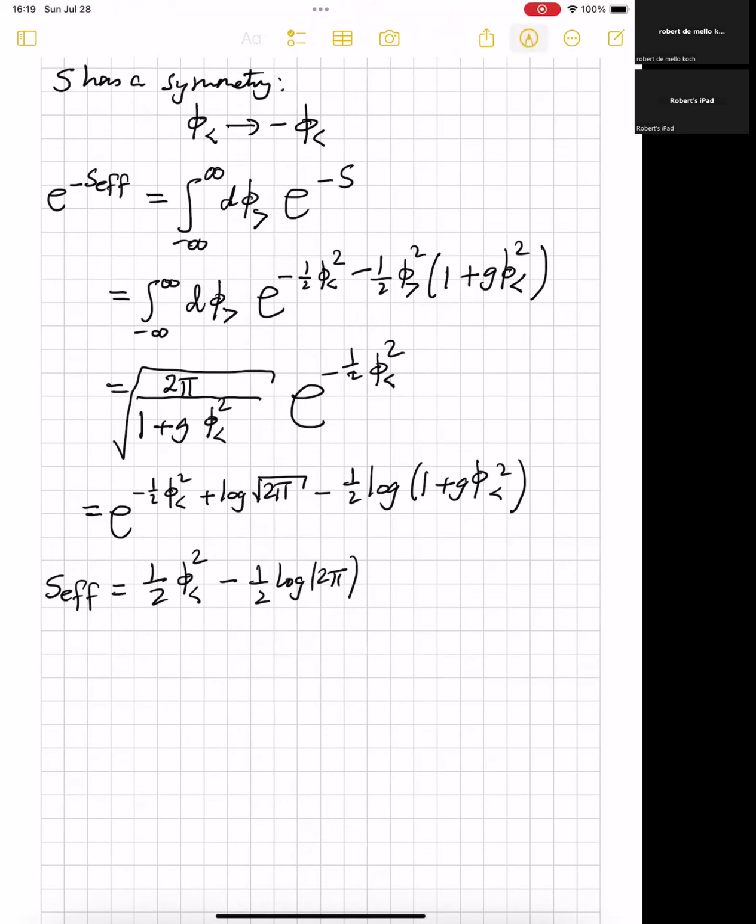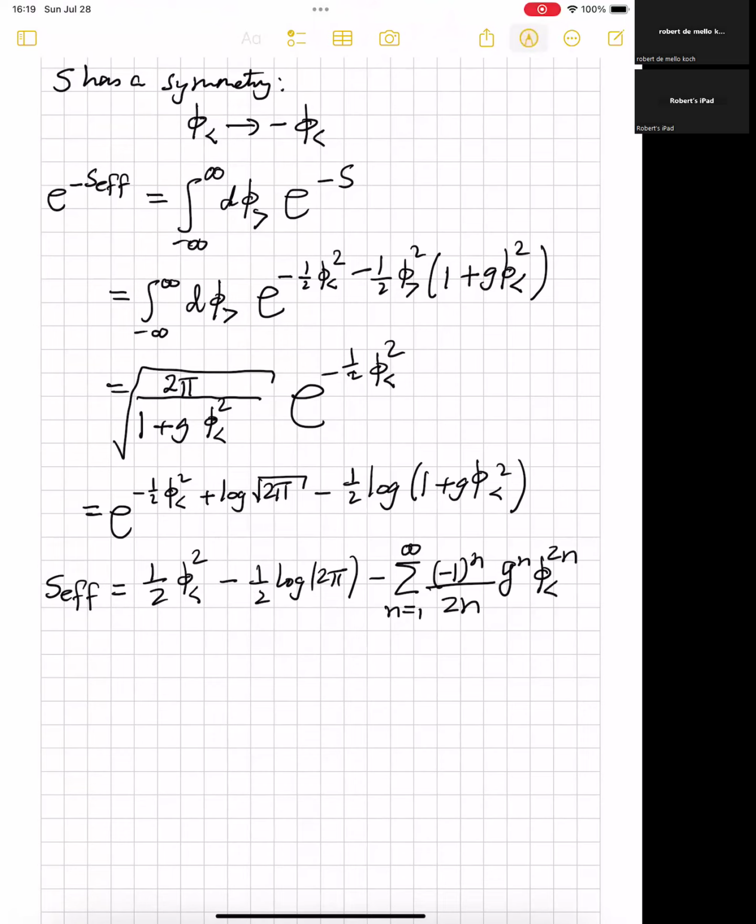So that's just a constant, not too important. And then we've got a sum. So we've got minus a sum from n equal to 1 to infinity. So there's an infinite expansion of that log. We've got minus 1 to the n. The denominator is 2n, the 2 coming from the 1/2. Then we've got g to the power of n, and we've got phi less than to the power of 2n.